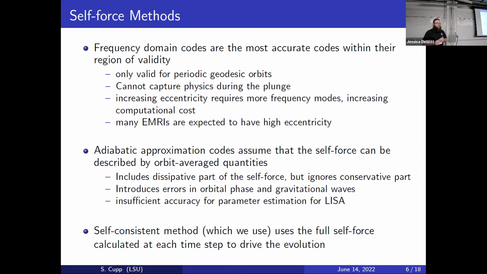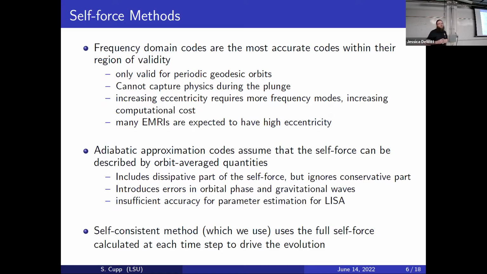So even if one wanted to somehow piece together multiple frequency domain simulations or do something like that, the problem is you're going to have to run a lot of different ones with high eccentricity, and that still won't get you the plunge, right? So you can't really build the whole waveform with frequency domain codes, but they're great for comparison purposes because they're so high accuracy.